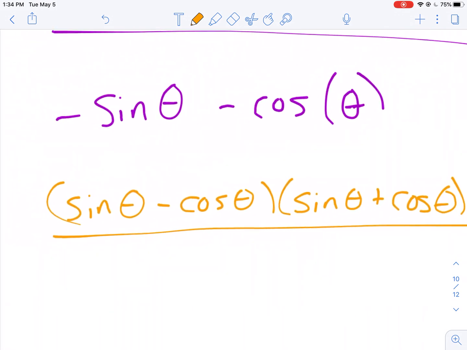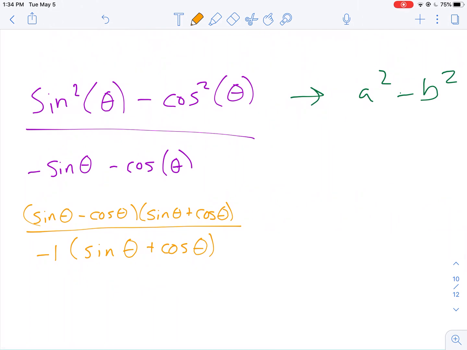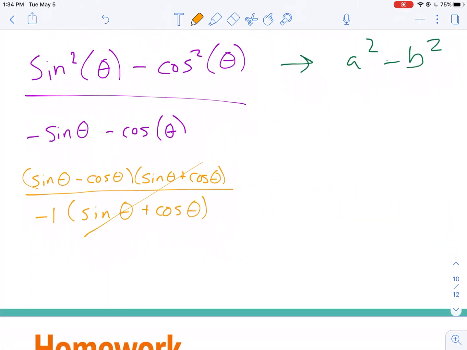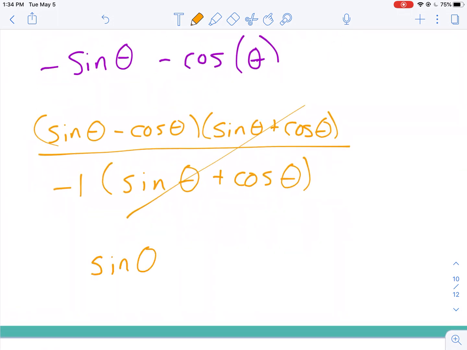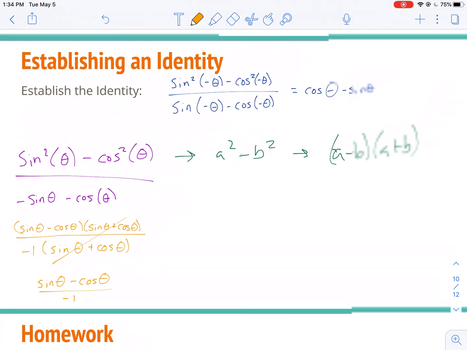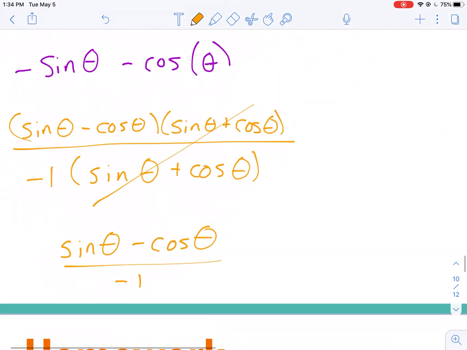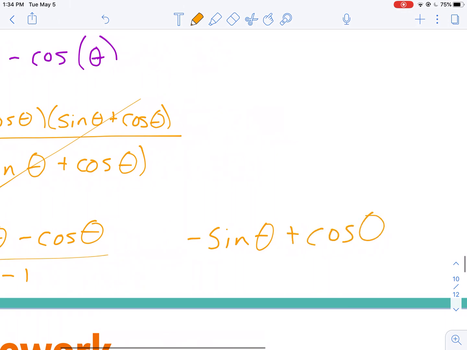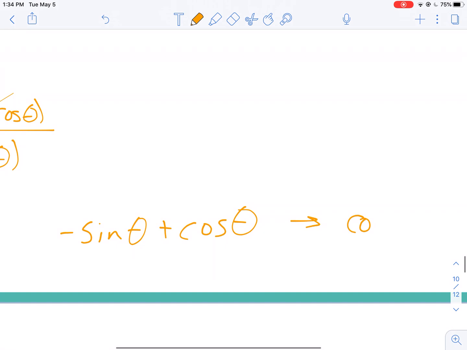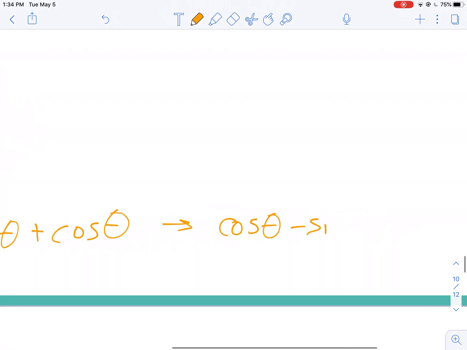On my denominator, I'm going to factor out a negative 1, and I'm going to call this negative 1 times the sine of theta plus the cosine of theta. And I look up here and I realize, oh, this entire term crosses out. I've got it on the numerator and the denominator. I'm multiplying these out so I can cross it out. So now I've got the sine of theta minus the cosine of theta over negative 1. That means I am looking at the negative sine of theta plus the cosine of theta. And that turns into the cosine of theta minus the sine of theta.